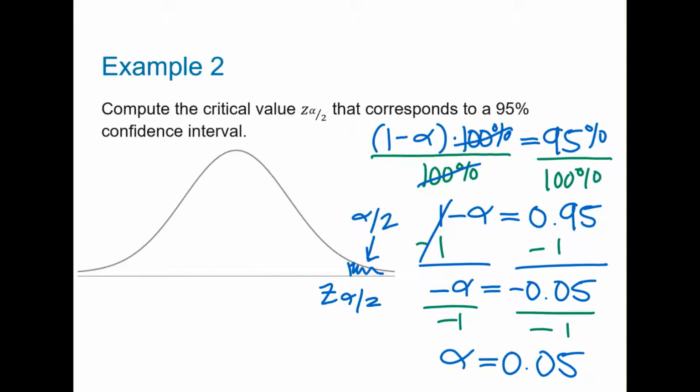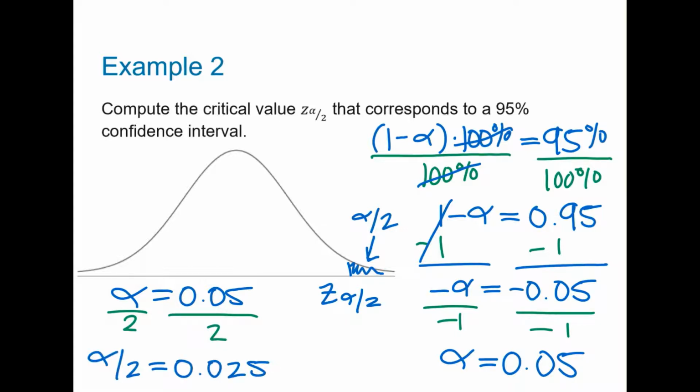Now that we have alpha, we can find alpha over 2, which is going to be the area in the right tail. Since we have alpha, we can just go ahead and divide both sides by 2 and get alpha over 2. So we get that alpha over 2 is equal to 0.025. So the area to the right is 0.025. And we can rewrite the critical value as z sub 0.025. So now we need to find the z-score that gives us an area to the right of 0.025. We can find this value using StatCrunch or Table 5.